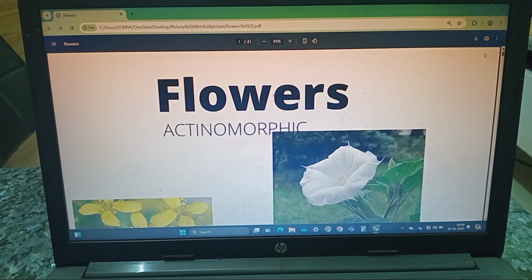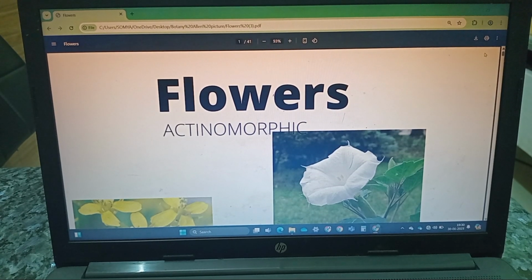Yes, this video is about the morphology of the flowers. The flower is the modified shoot in which the shoot apical meristem has changed into floral meristem. Here the internodes are not elongated and the axis gets condensed. When the shoot tip transforms into a flower, it is always solitary.